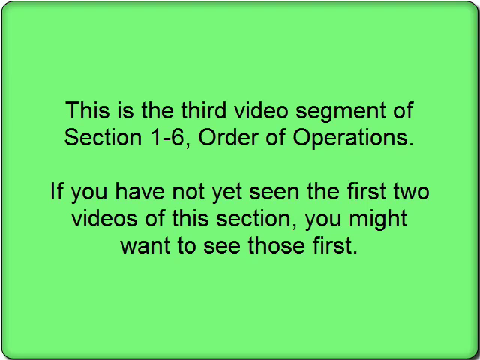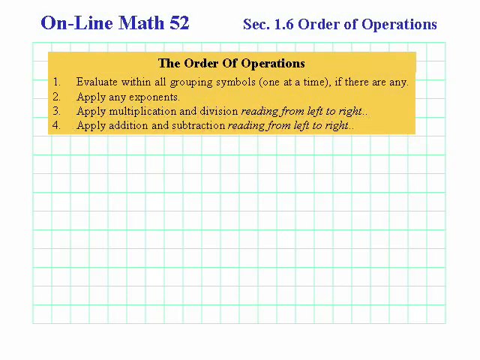Look at example 8 on page 13. Evaluate each completely. Now, this is a bunch of different types of grouping symbols. Like in part A, we see the square root of -5 minus 11.